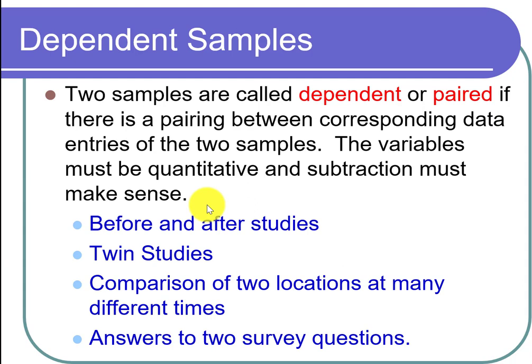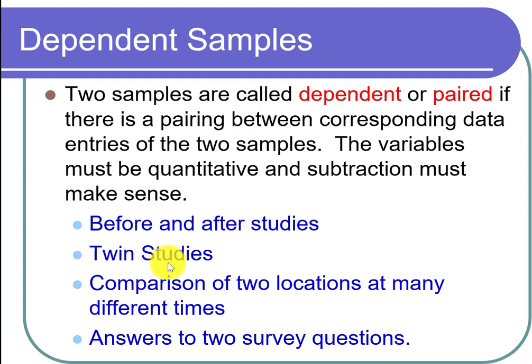So some examples are before and after studies. You might, for example, look at some kind of treatment in the hospital, and you might want to look at the blood pressure before they receive the treatment, and then the blood pressure after they receive the treatment. And you might want to look at maybe 50 different patients. So each patient is getting tested before and tested after the treatment.